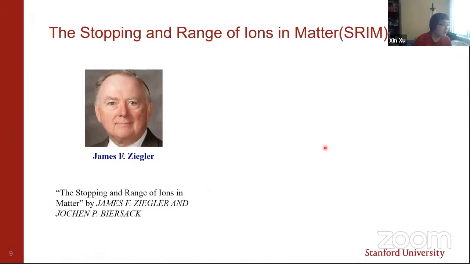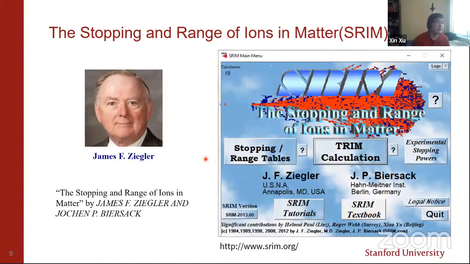James Ziegler is an expert in this field, and he's one of the pioneers in this topic. He also wrote a book about the stopping and the range of ions in matter. He designed a software actually, named SRIM, short for the Stopping and Range of Ions in Matter. This is open source software, so you can have access to it online.